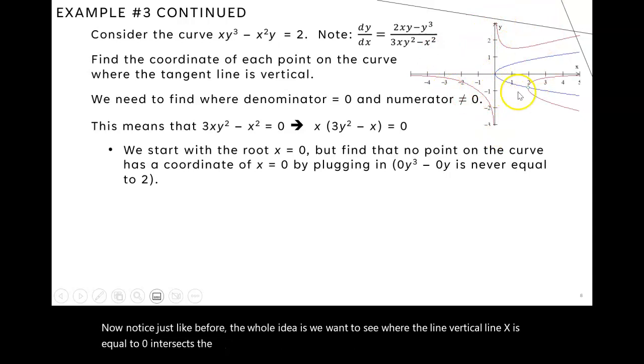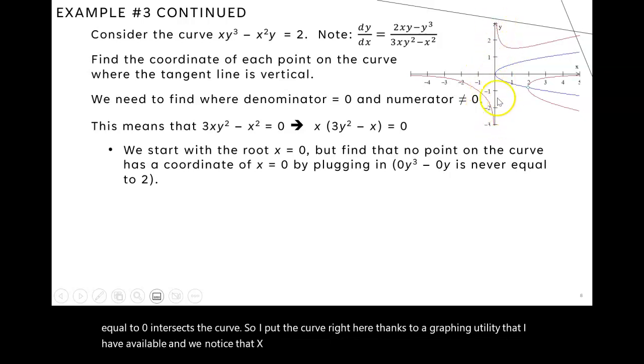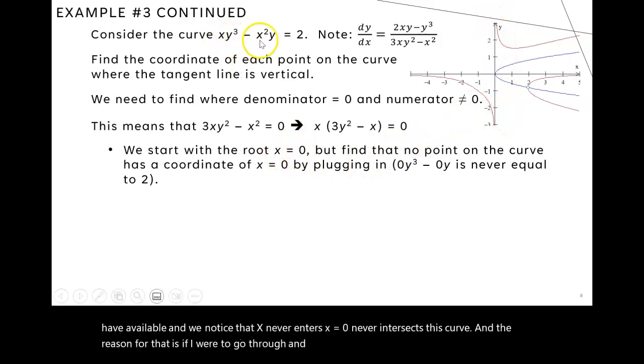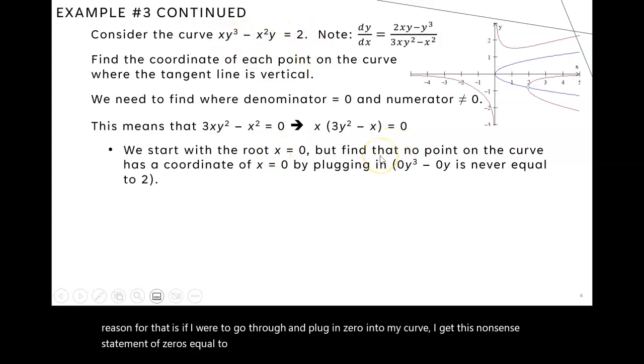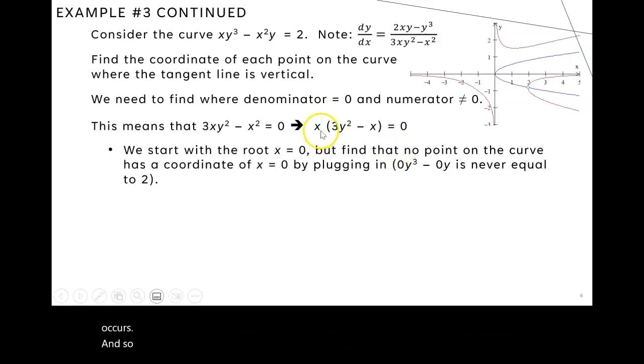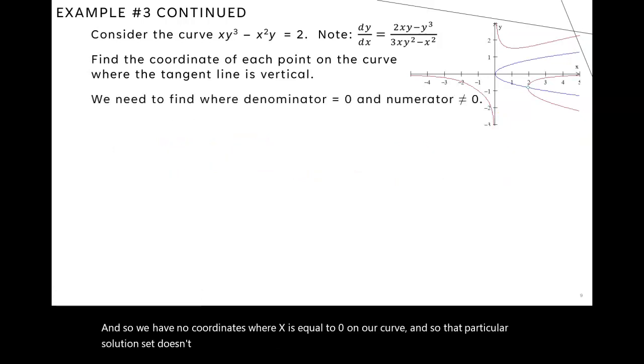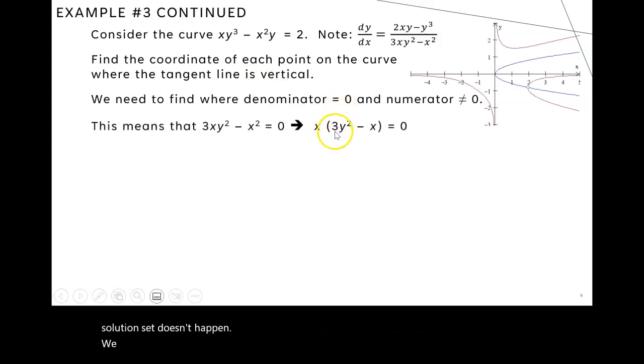So I put the curve right here thanks to a graphing utility that I have available. And we notice that x equals 0 never intersects this curve. And the reason for that is if I were to go through and plug 0 into my curve, I get this nonsense statement of 0 is equal to 2. That's telling me right away that there's no situation where that occurs. And so we have no coordinates where x is equal to 0 on our curve, and so that particular solution set doesn't happen. We also can test where 3y squared minus x is equal to 0.